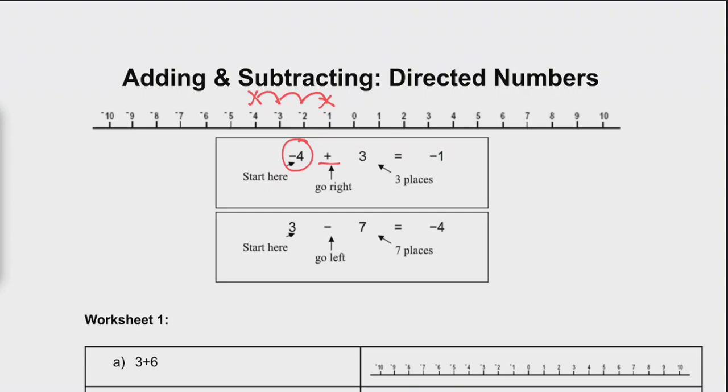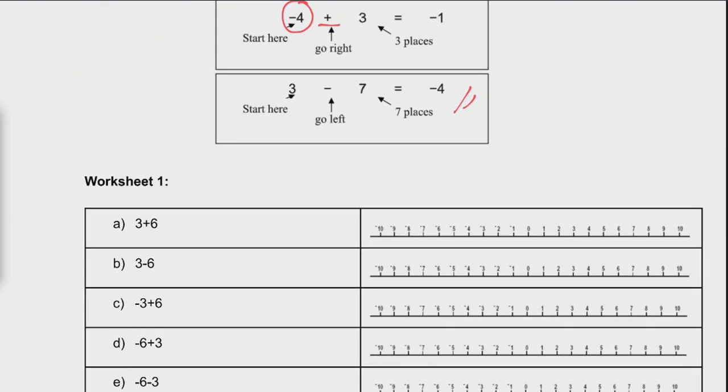Okay, let's have a look at the second example. We have a 3, which is our starting point. Now we have a minus, so we go left, and the second number is 7, so we go left 7 places. Starting at 3: 1, 2, 3, 4, 5, 6, 7, we end up at -4, and that is the answer. Now we're going to practise using a large number of examples. So let's have a look.